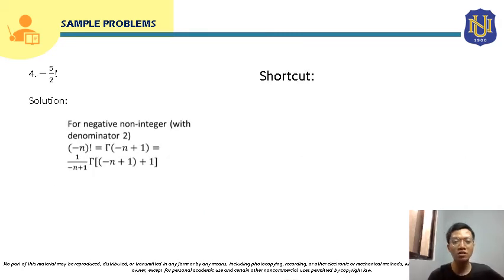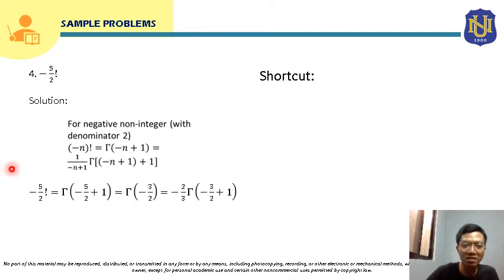For number 4, this is negative 5 halves factorial. This is a negative non-integer with denominator 2, so we will rewrite this using this. It becomes gamma of negative 5 halves plus 1. We simplify this: negative 5 halves plus 1 is negative 3 halves. After we simplified it this way, we are going to apply this now. We will rewrite negative 3 halves, and add 1 here also, so this becomes negative 3 halves plus 1.